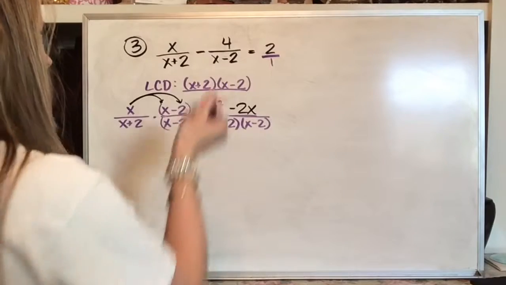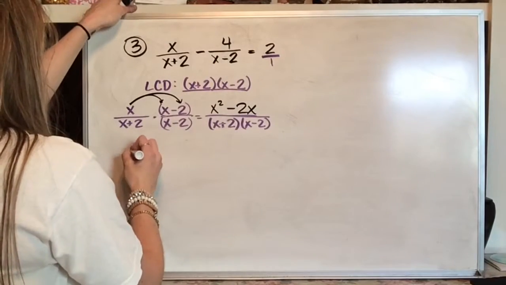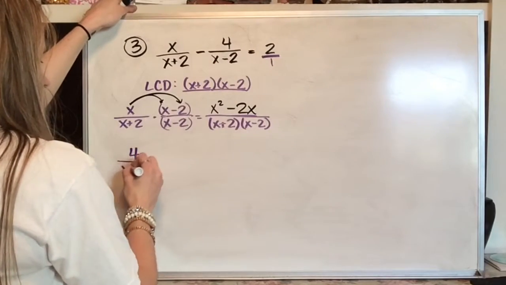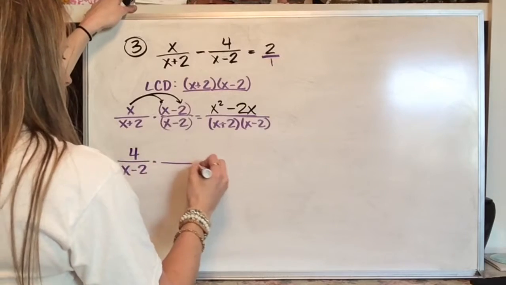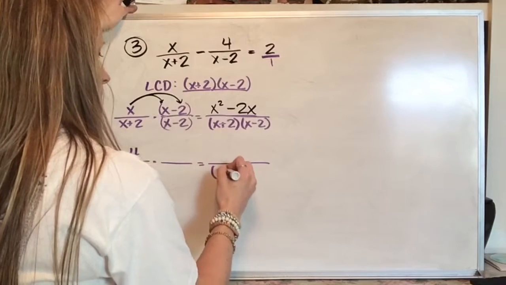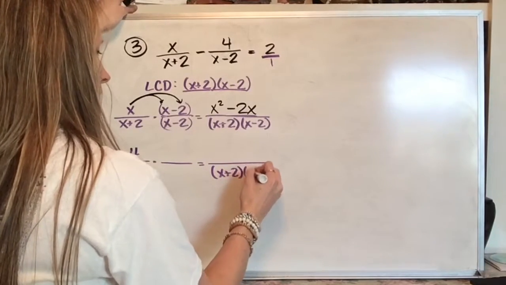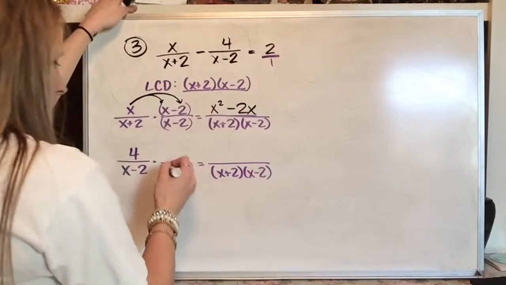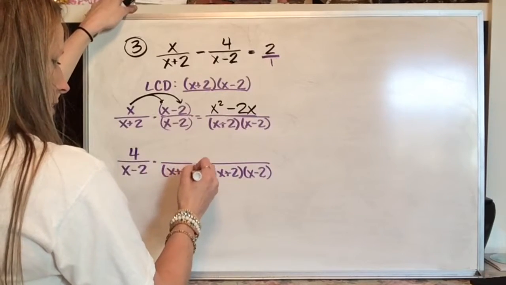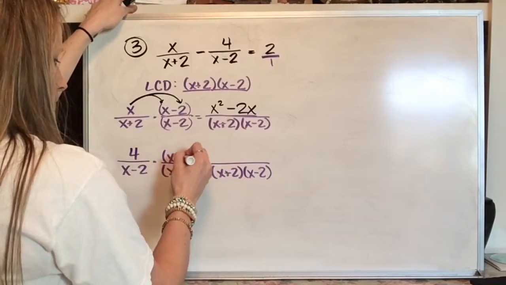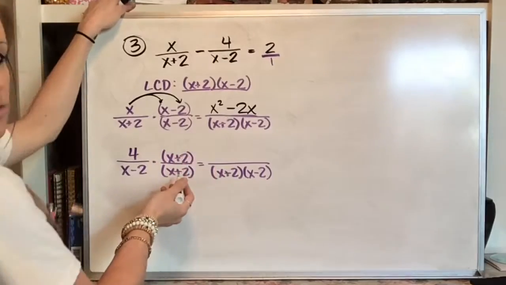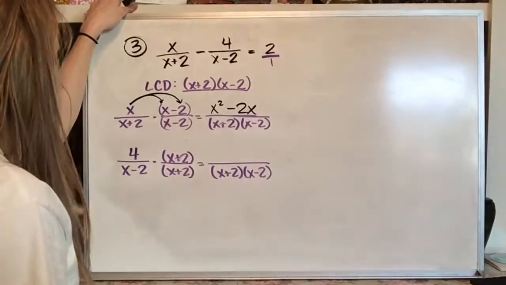All right, second fraction. On the second fraction, I have an x minus 2 in the denominator. So in order to get my common denominator, I'm going to have to multiply by x plus 2. That's kind of my missing part. So what I do to the bottom, I have to do to the top.